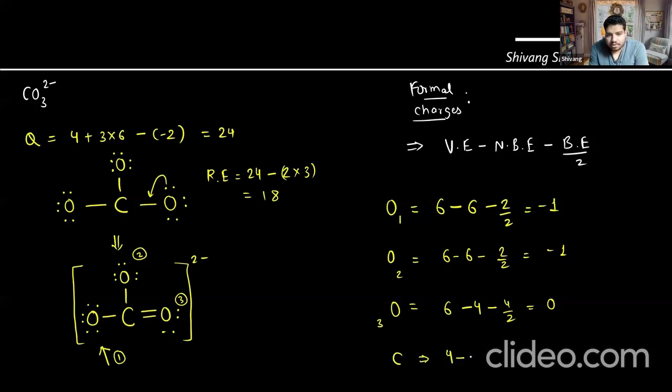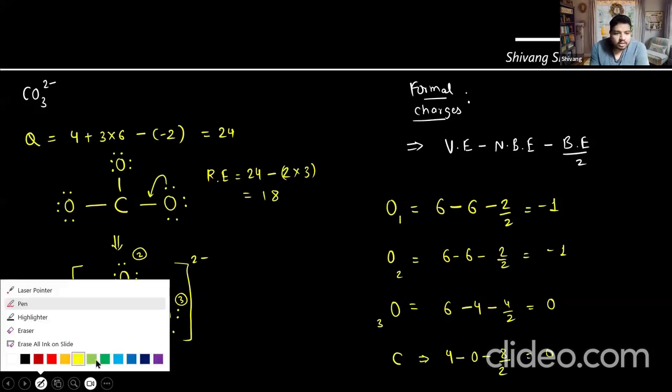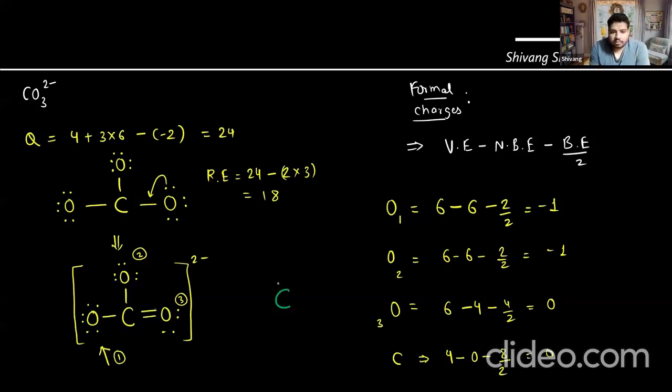4 valence electrons, 0 non-bonding electrons, 8 bonding electrons. 1, 2, 3, 4, 5, 6, 7, 8. 4 bonds, 8 electrons upon 2, 0. So finally, we get the proper structure of carbonate ion as O minus, O minus, double bond O.